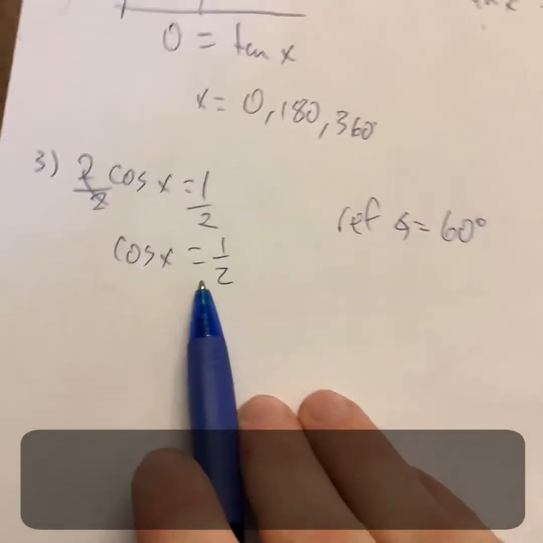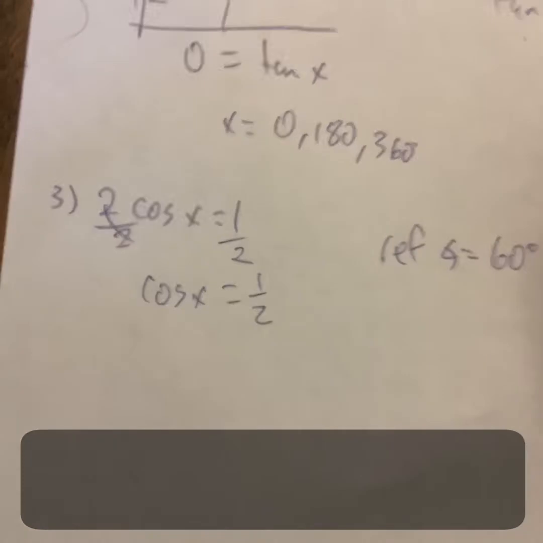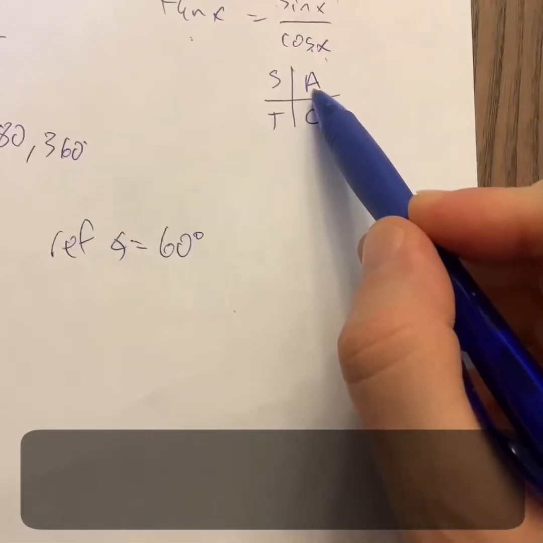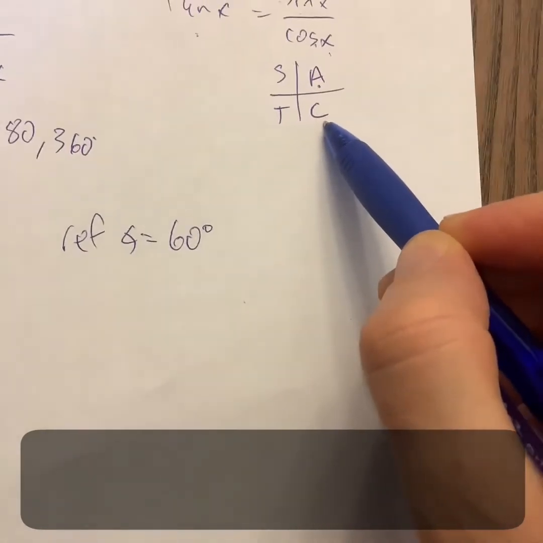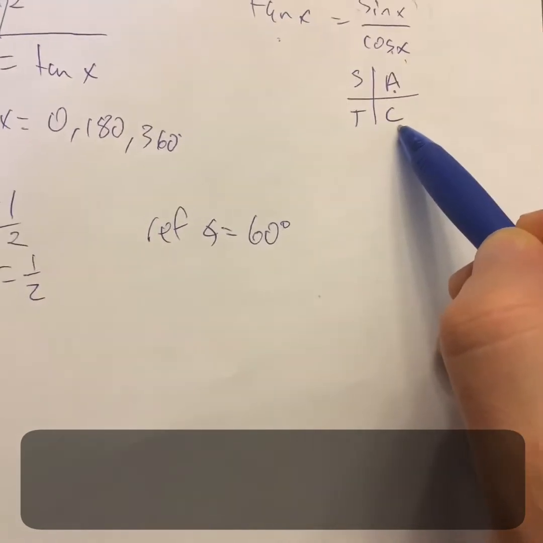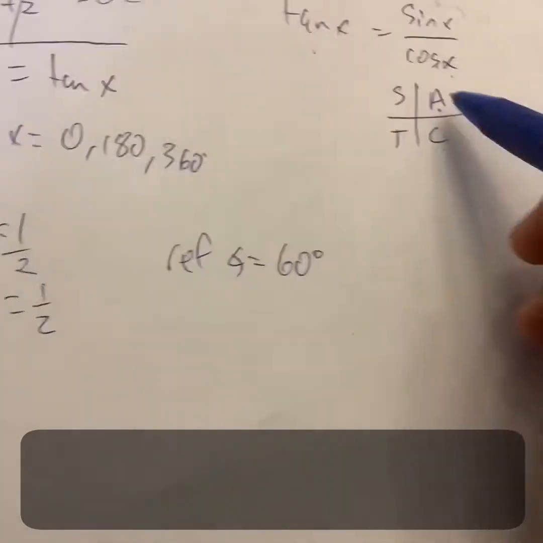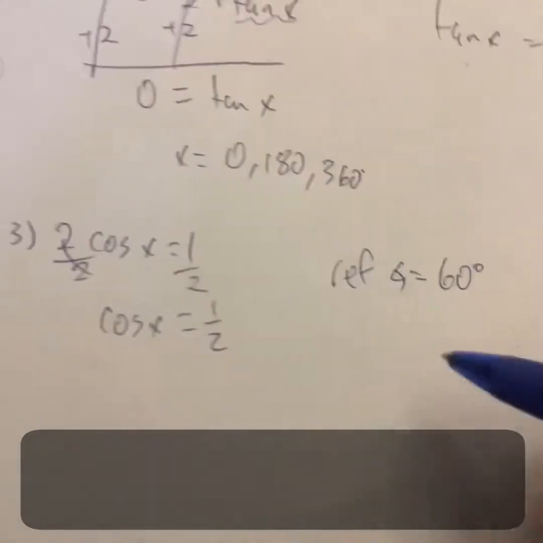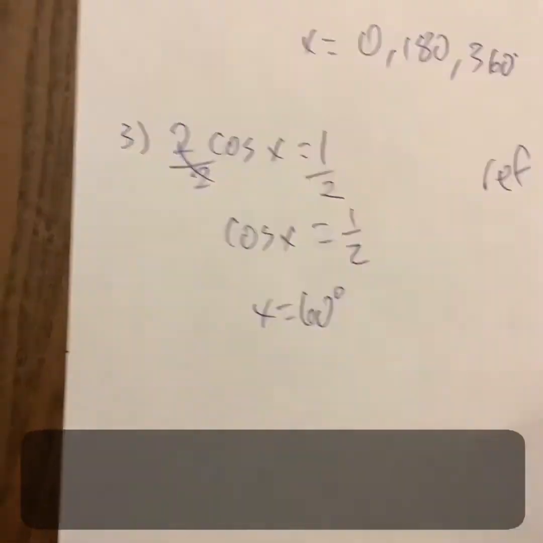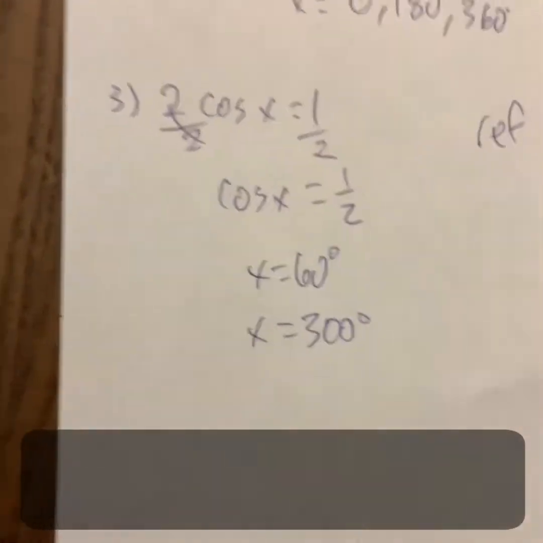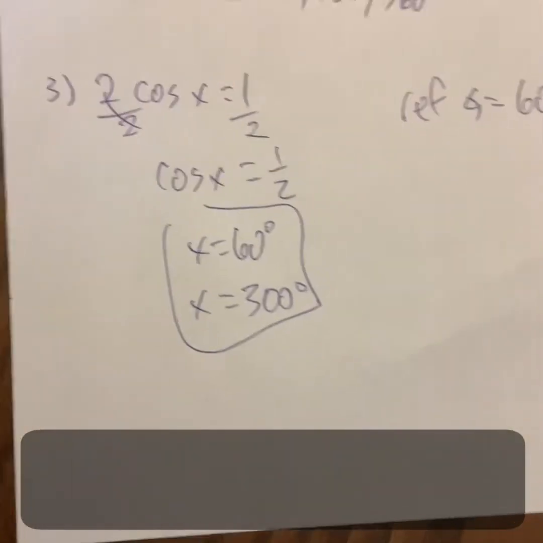Now, what quadrants is cosine positive in? We have All Students Take Calculus. Cosine is positive in the first quadrant and the fourth quadrant. So the reference angle is 60. In the first quadrant, we have a 60-degree angle, and in the fourth quadrant, we have a 300-degree angle, because 360 minus 60 is 300. So the answers for number 3 are 60 and 300.